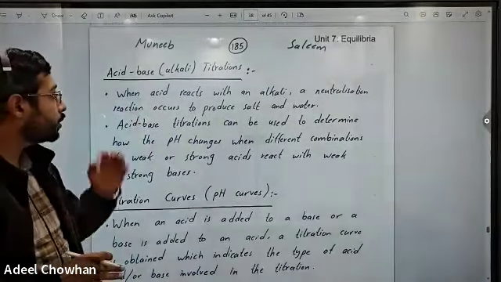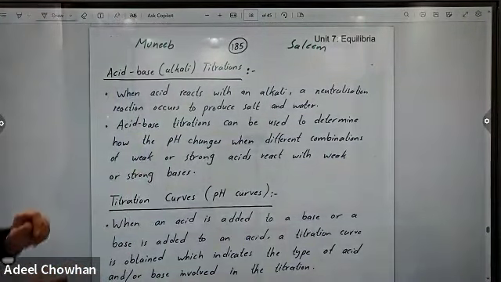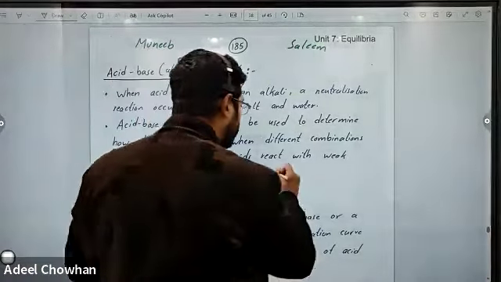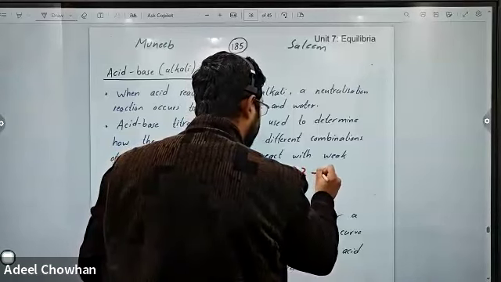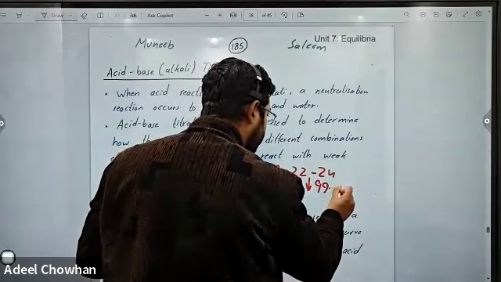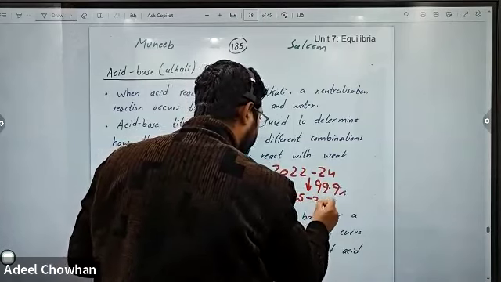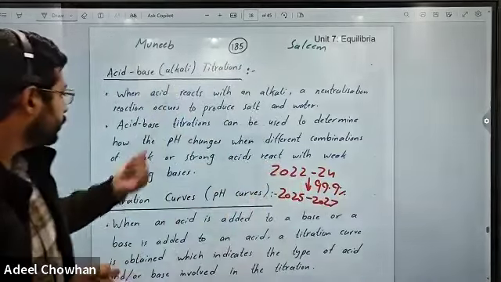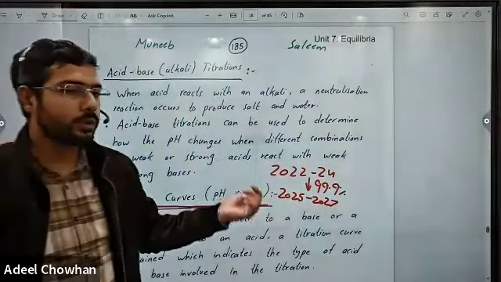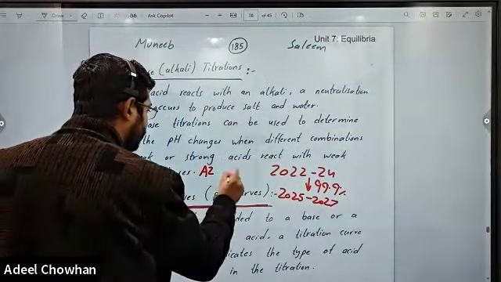Now, this is the topic from where we have to discuss the titration curves, pH curves, and it should be kept in mind that this topic of pH titration curves is basically included in the 2022 to 2024 syllabus, and the same syllabus is now almost 99.9% similar in 2025 up to 2027. This topic of titration curves and the relevant topics were included in 2022, and it was transferred or shifted from A2 to AS.